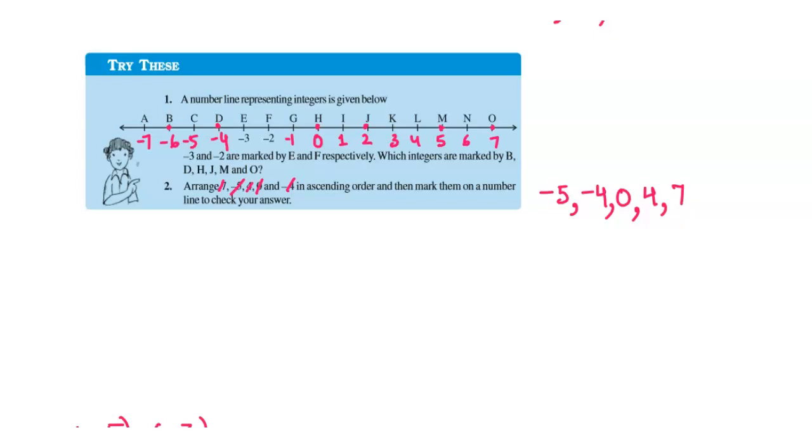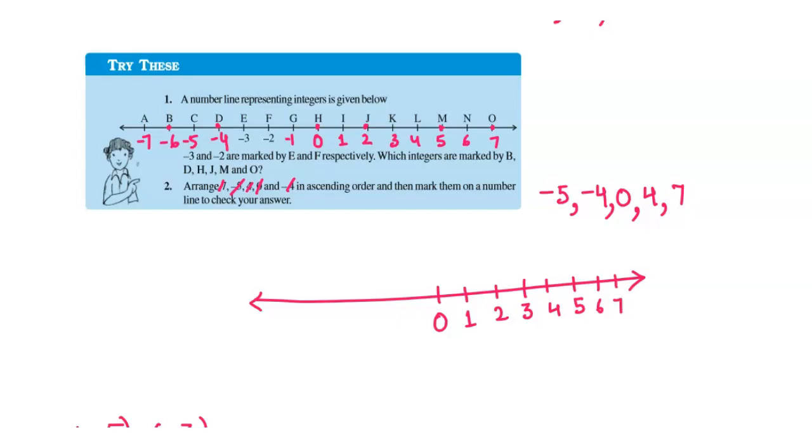Then mark them on a number line and check your answer. So let's mark them on a number line. If this is the number line, here we have 0. So at equal spaces we can make 1, 2, 3, 4, 5, 6 and 7. On the other side we will have negative 1, negative 2, negative 3, negative 4, negative 5 and negative 6.